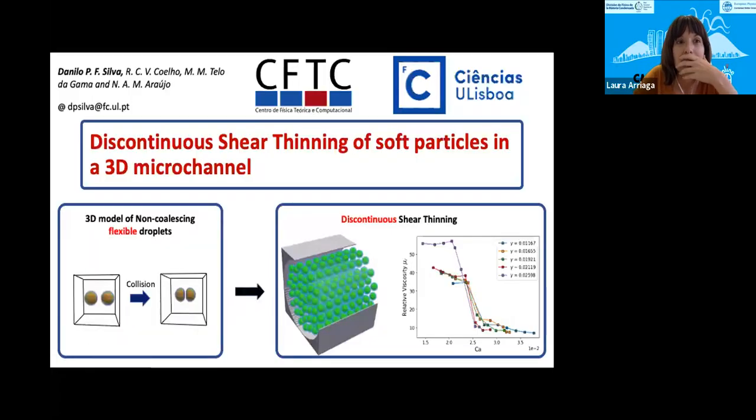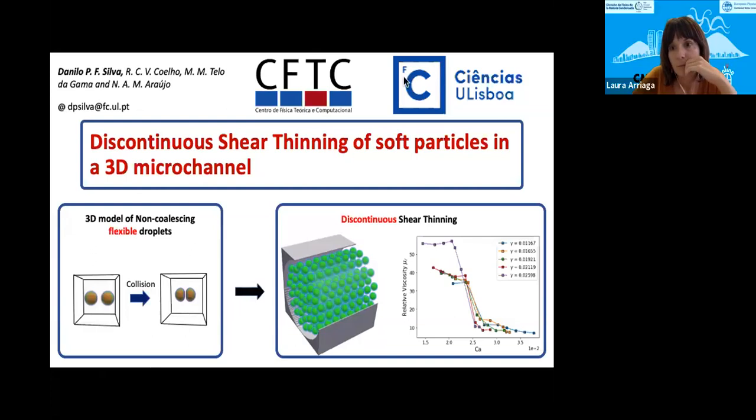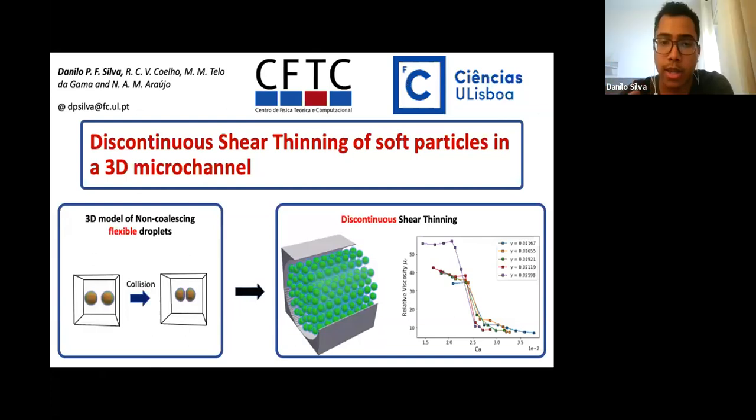Then we simulated a large number of particles in a cylindrical channel driven by a force with neutral wetting. To vary the flexibility, we used the surface tension as a tunable parameter. Then we looked at the relative viscosity as a function of the capillary number for various surface tensions.